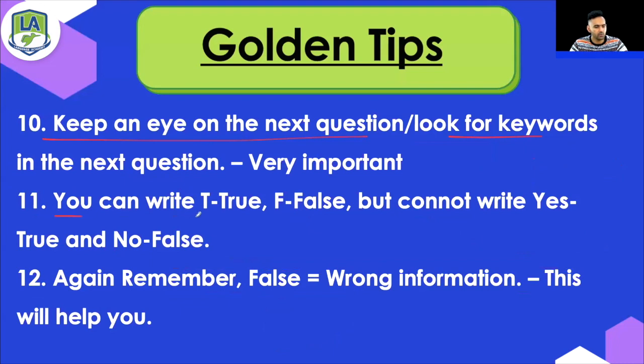You can write T for true, F for false, but you cannot write yes instead of true and no instead of false, because as I told you in the beginning, yes and no are completely different types of questions. False is equal to wrong information. This is something which will help us with false and not given.